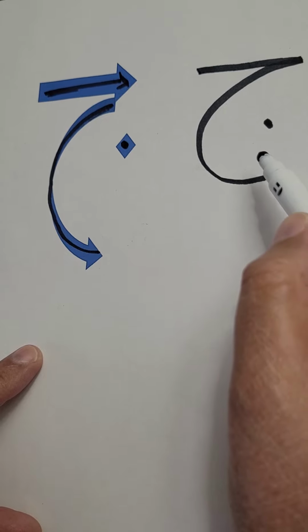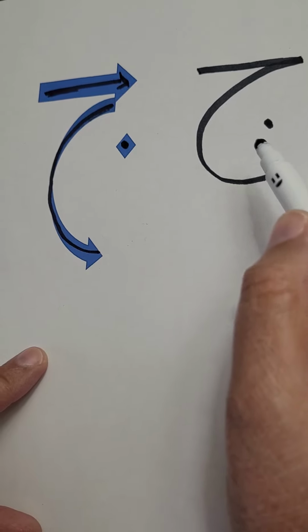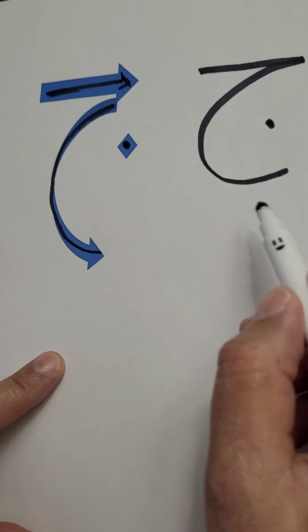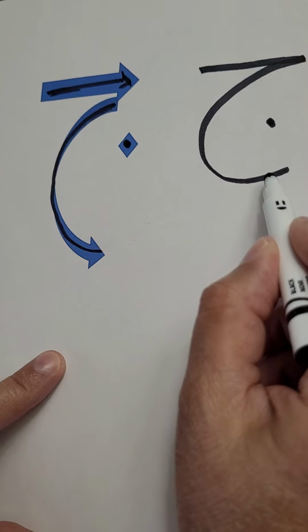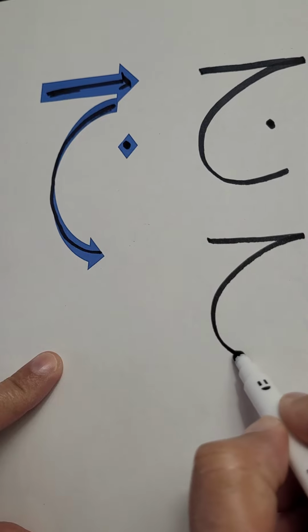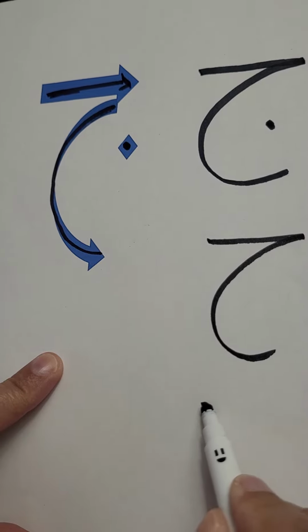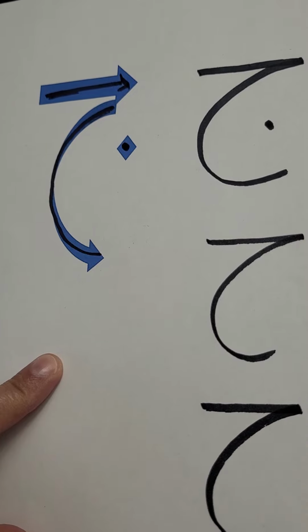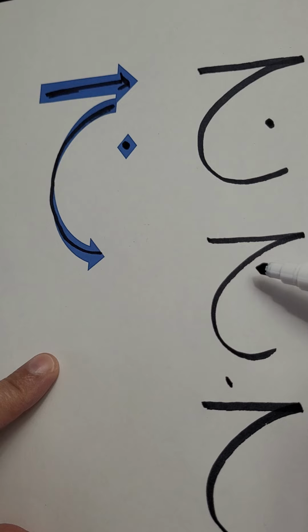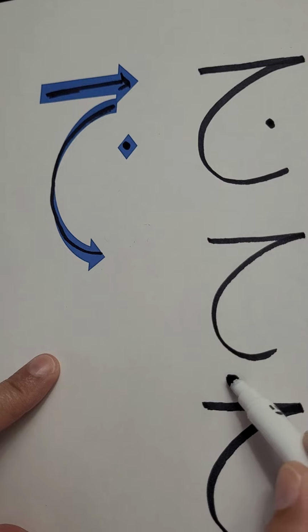The three letters Jim, Ha and Kha, they are brothers. They look the same, but with different dots. So this is Jim, this is Ha, and this is Kha. Jim, like saying Jamil, beautiful. And Ha, like saying Habl, rope. And Kha, like saying Khas, lettuce.